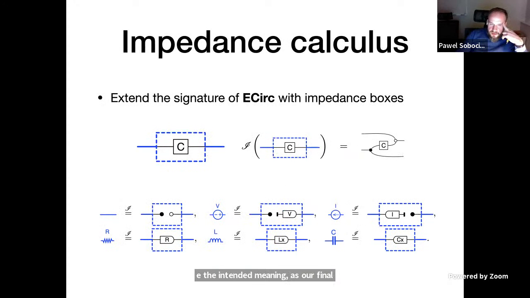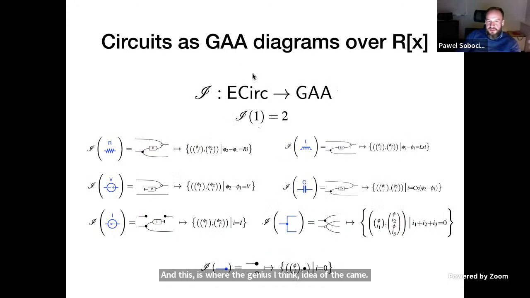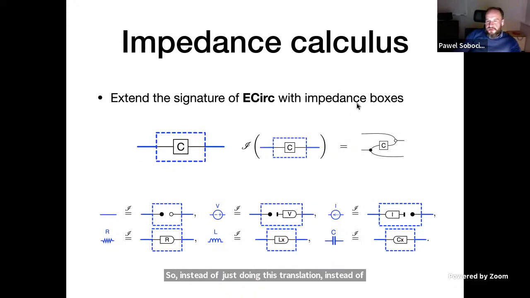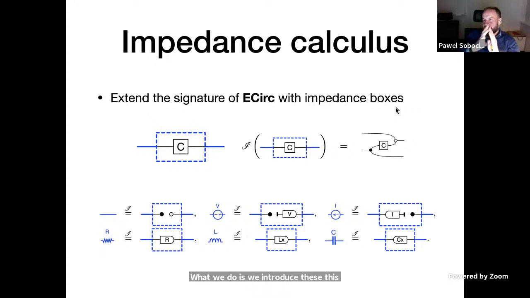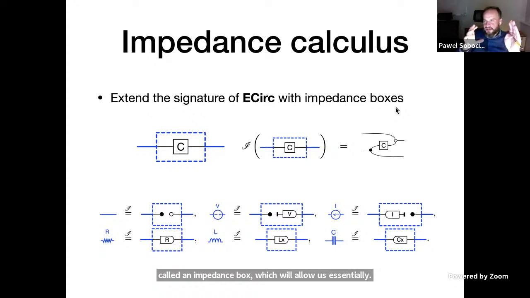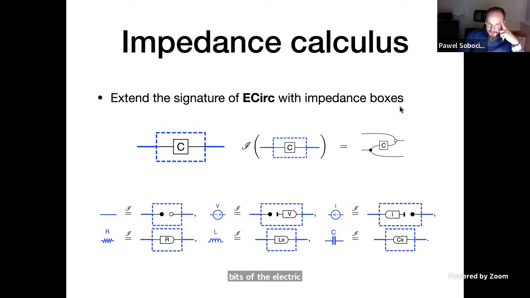And this is where the genius idea of Guillaume came. So instead of just doing this translation, instead of taking an electrical circuit and generating a massive string diagram, what we do is we introduce this technology called an impedance box, which will allow us, once we develop it to a sufficiently advanced level, to compile little bits of the electrical circuit and reason about it locally, and then recompile it back to the electrical circuits, right?